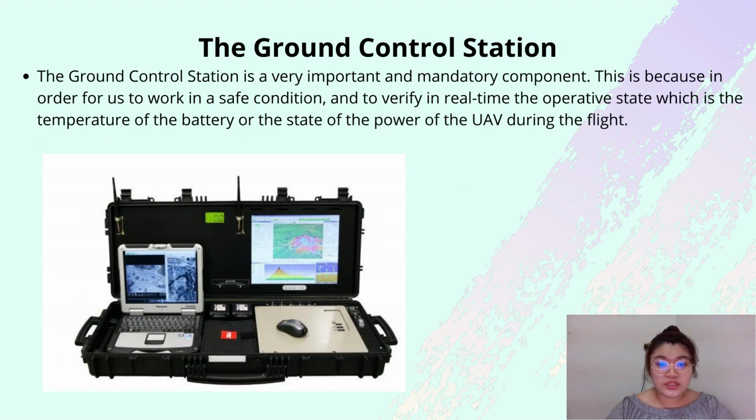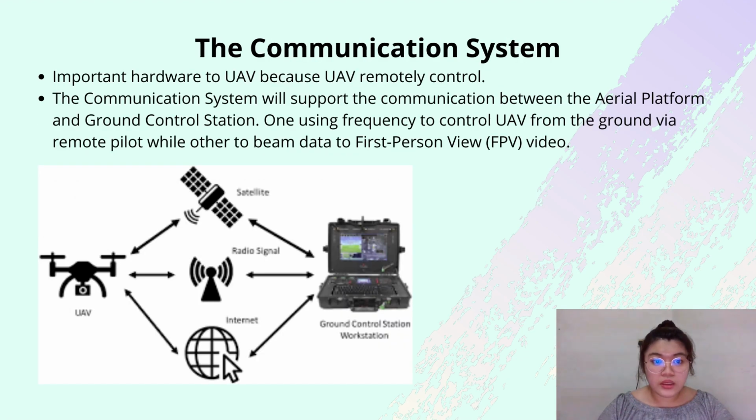Ground control station is a very important and mandatory component. It's for us to work in safe conditions and to verify in real time the operating state, which is the temperature of the battery or the state of the power of the UAV during the flight. The communication system is an important hardware for the UAV because it controls remotely. The communication system will provide the communication between the aerial platform and ground control stations.